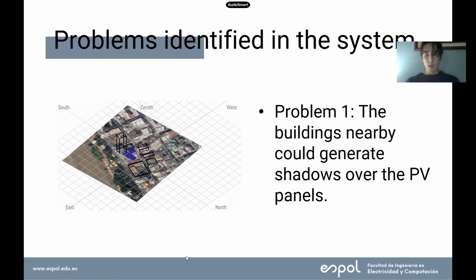Hi, my name is Tyron. I'm going to talk about problems identified in the system. Problem one is that buildings near our installation are going to generate shadow over the PV panels. So we need to find the best position and the height to receive the most energy possible.